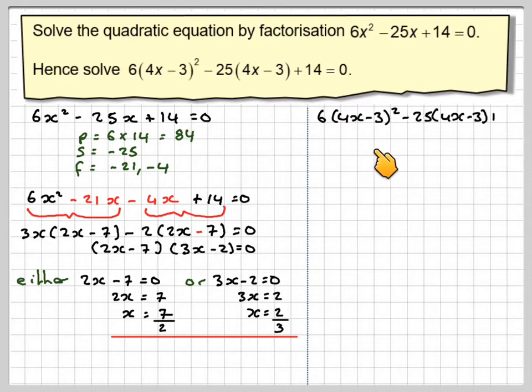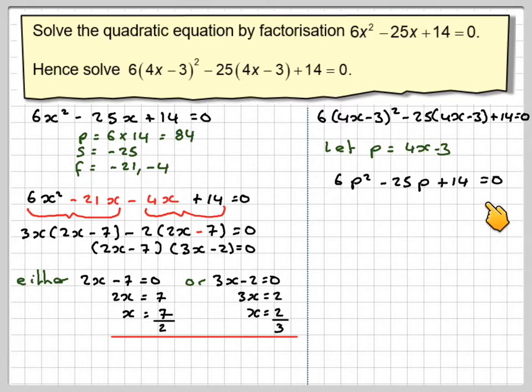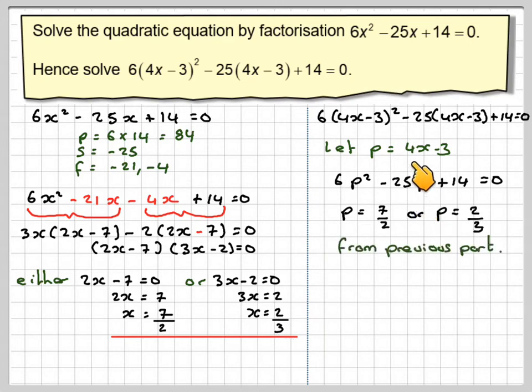So to solve 6 times (4x minus 3) all squared minus 25 times (4x minus 3) plus 14, if you let some other letter, p, be equal to what's in the brackets, 4x minus 3, this will now become 6p squared minus 25p plus 14 is equal to 0. Now we just solved this for x, so p will have the same answers as x. So p will be 7 over 2 or 2 over 3. But p was 4x minus 3.